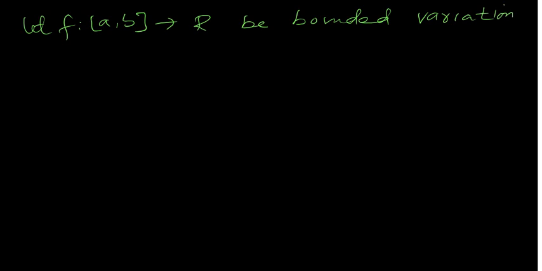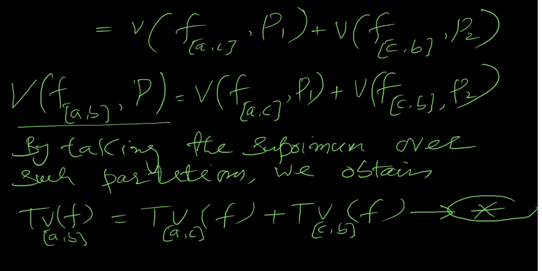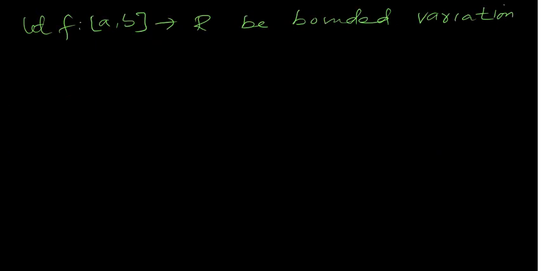And one more thing that we can conclude from the previous equation is the following. Suppose the function is of bounded variation over AB, then this is finite, therefore both numbers must be finite. That means the function must be of bounded variation on any subinterval of AB. So let f be of bounded variation on AB, therefore it is of bounded variation on any subinterval.